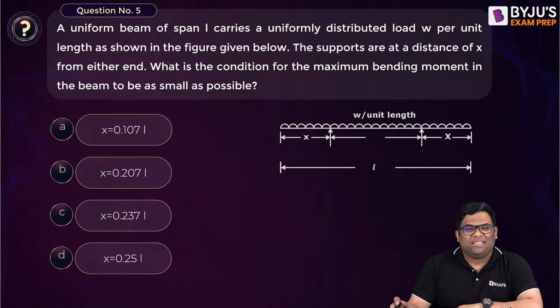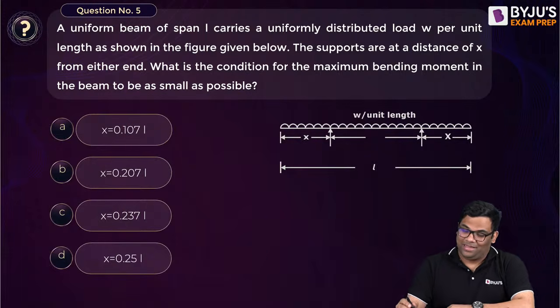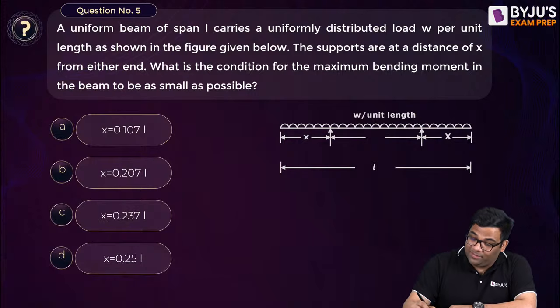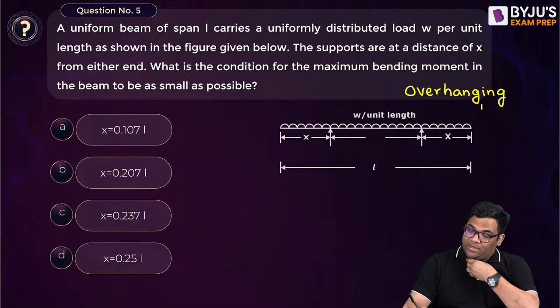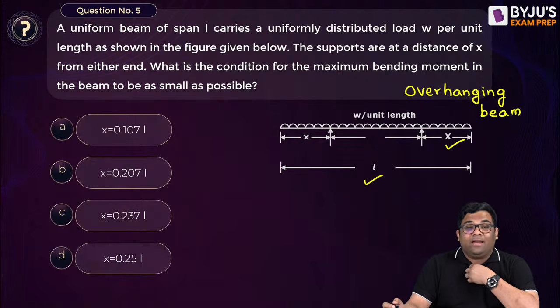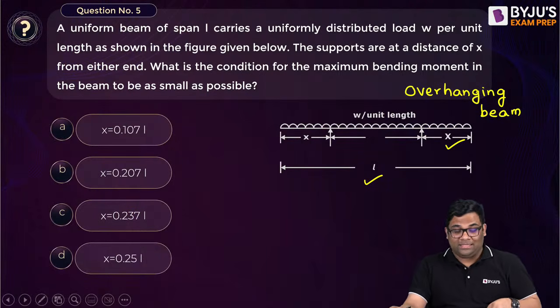Do you know the answer to this? If you don't know, I will tell you. Don't worry. This is an overhanging beam. In this overhanging beam, this portion is given X and total length is given L. So what is the answer to this? Some people have remembered the answer or they know it. Very good. If you know it, the answer is B.